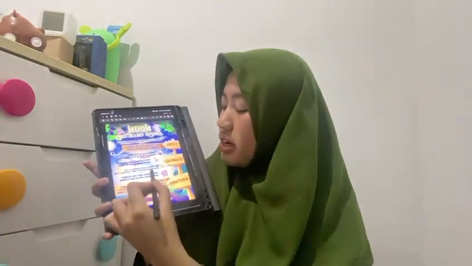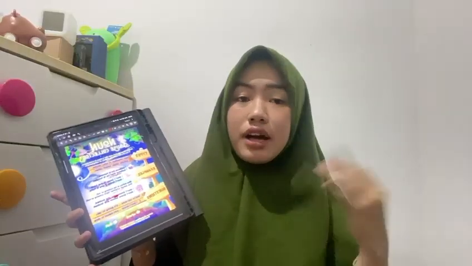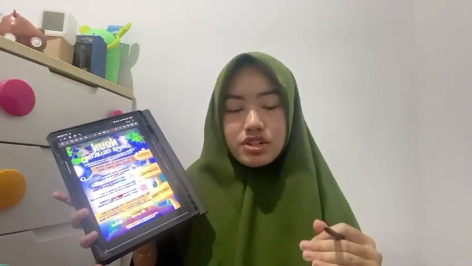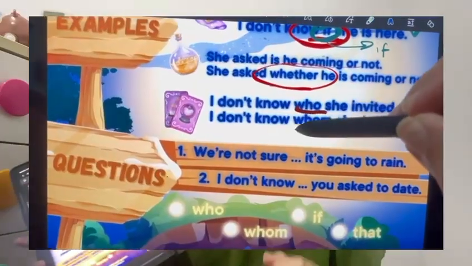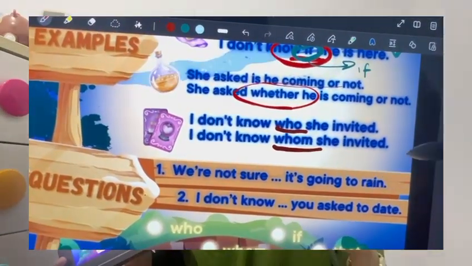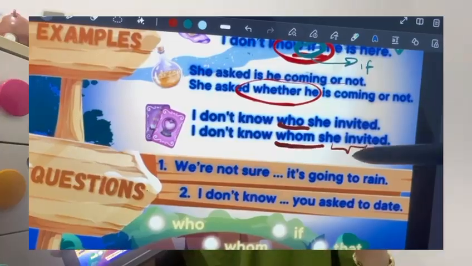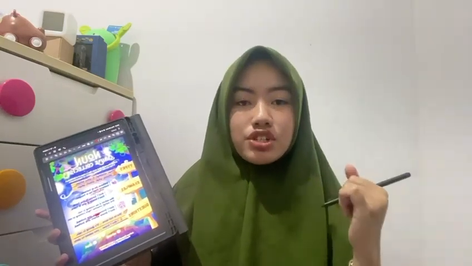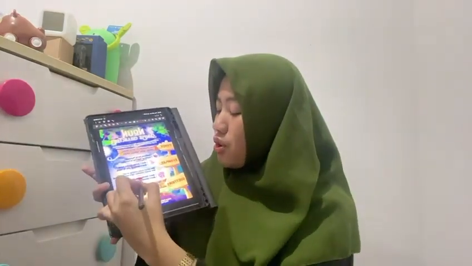And the last, whom, refers to a person receiving the action, the object. For example, I don't know who she invited. Who? Correct in meaning and very commonly used in modern conversation. Although grammatically formal, whom is the more correct choice. Most native speakers use who for everything, especially in spoken or informal language. And I don't know who she invited.